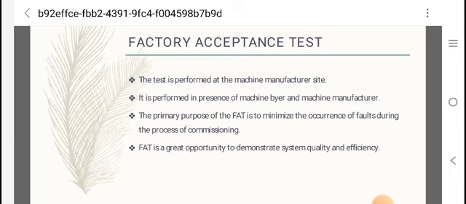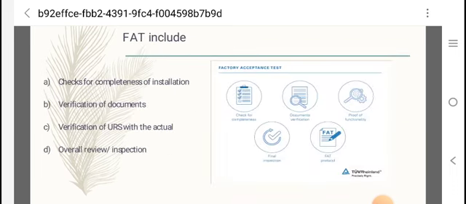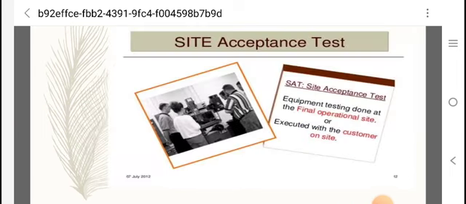Coming to factory acceptance test. The test is performed at the machine manufacturer's site, in the presence of the machine buyer and machine manufacturer. The primary purpose of the factory acceptance test is to minimize the occurrence of faults during the process of commissioning. FAT is a great opportunity to demonstrate system quality and efficiency. FAT includes checks for the completeness of installation, verification of documents, verification of the URS with the actual, overall review and inspection.